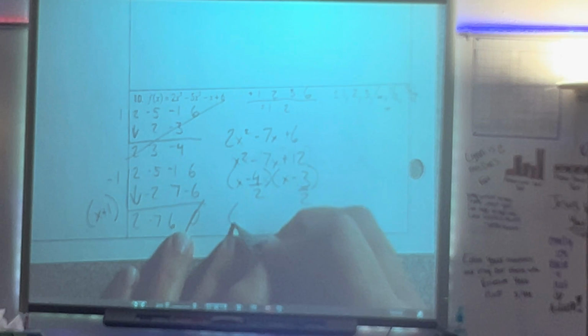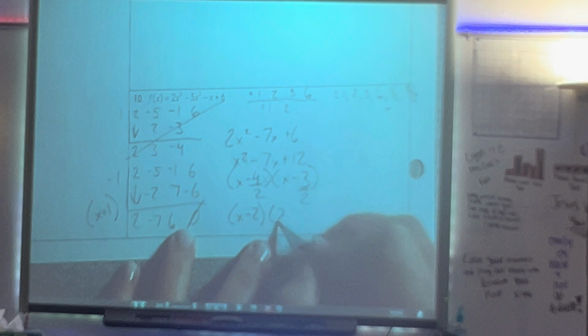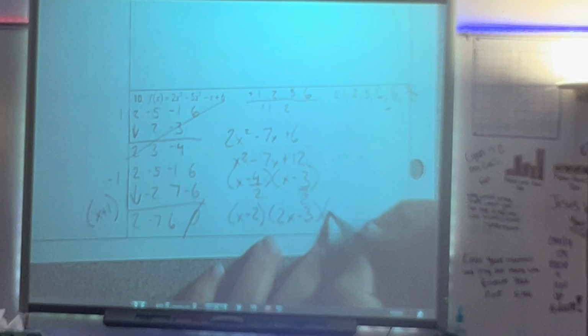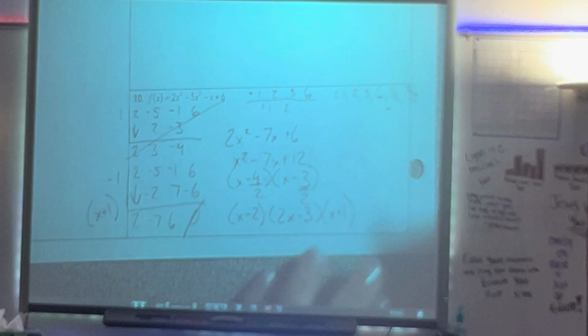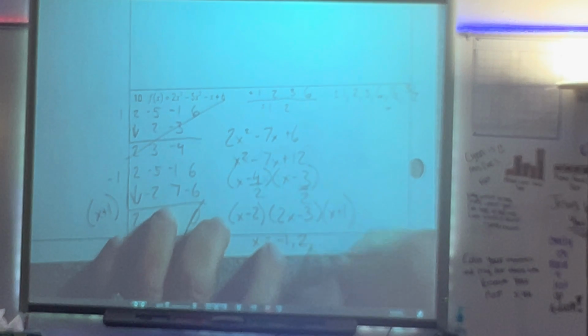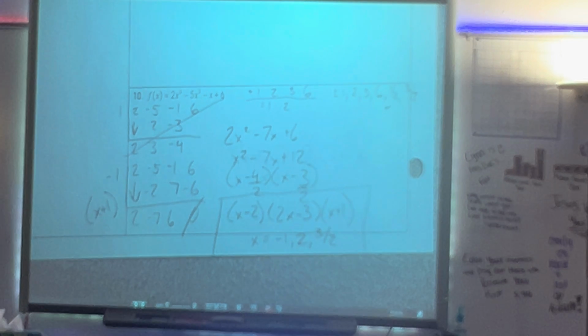Okay, so this one becomes x minus 2. And this one becomes 2x minus 3. And then I'm going to add my x plus 1. And then I'll write my solutions underneath. So I've got negative 1, 2, and positive 3 over 2. And all of these should be in my original list that I had, and they are. Y'all okay on that? Y'all want me to work another one, or y'all are okay with how to do it? Pretty straightforward.